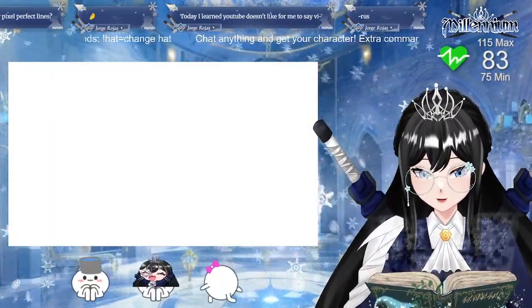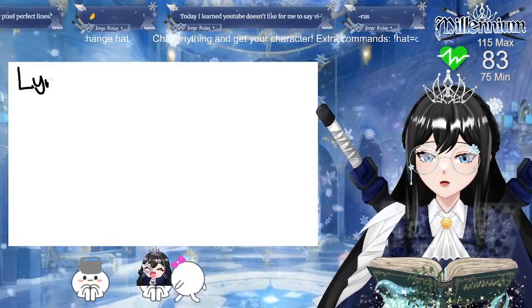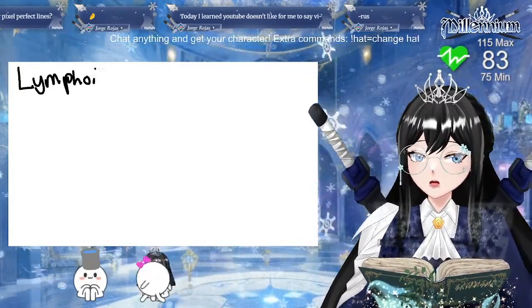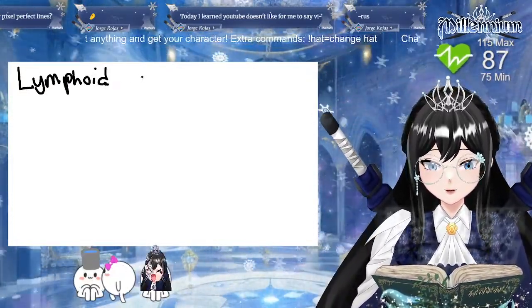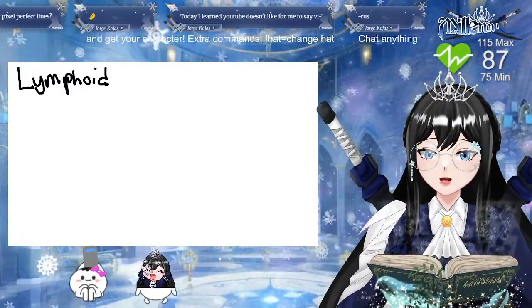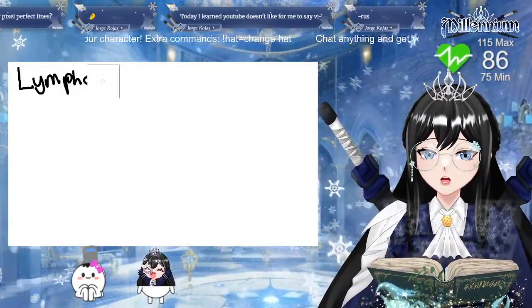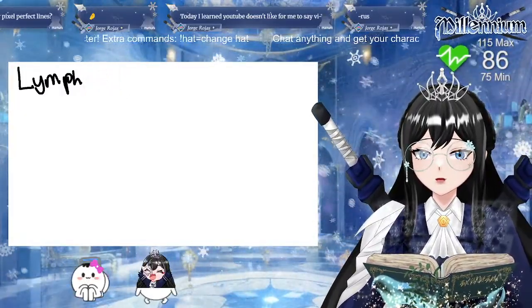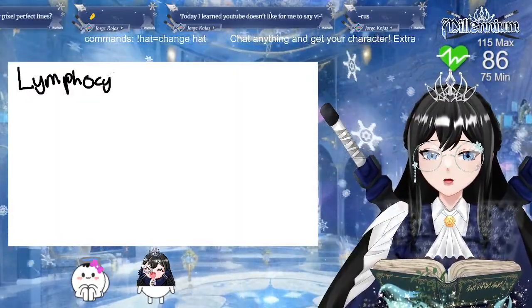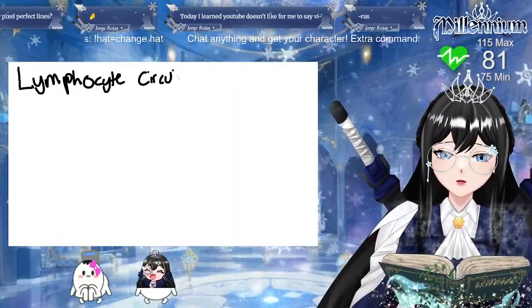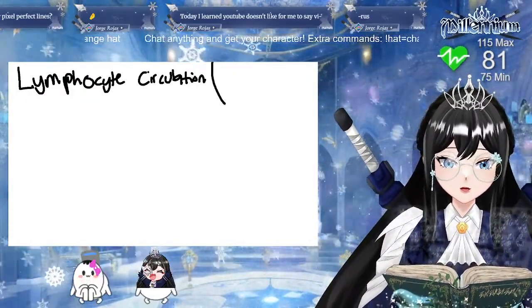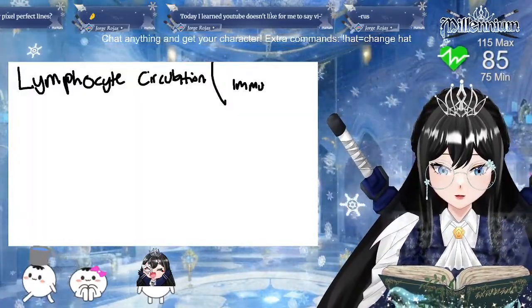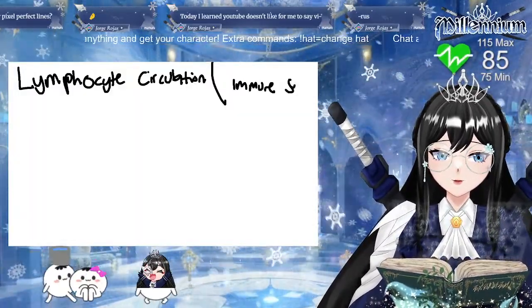Yeah. Okay, now next would be the lymphoid. I drew the heart earlier because the lymphocyte circulation and normal circulatory system is very related. Lymphocyte circulation and immune surveillance.